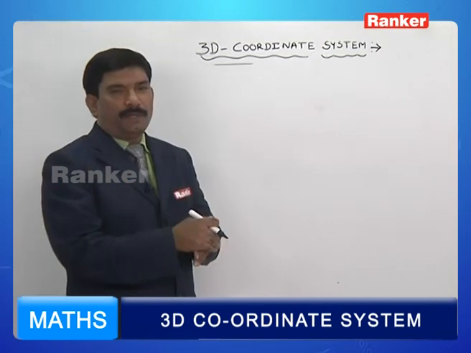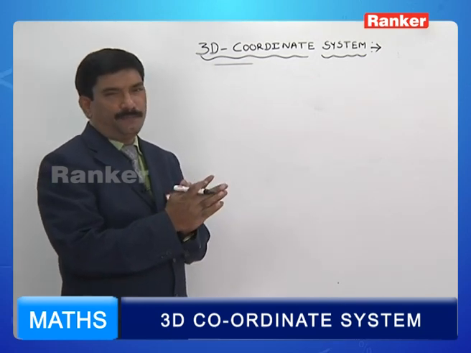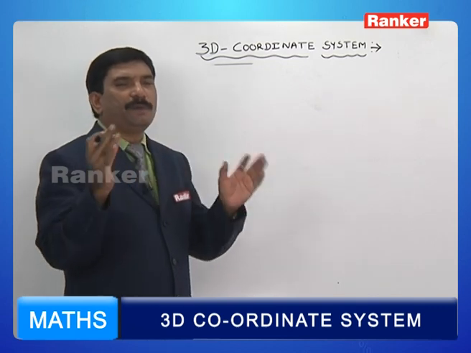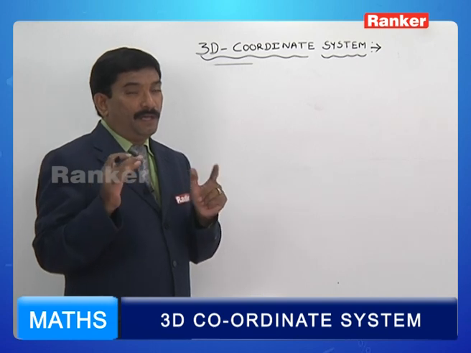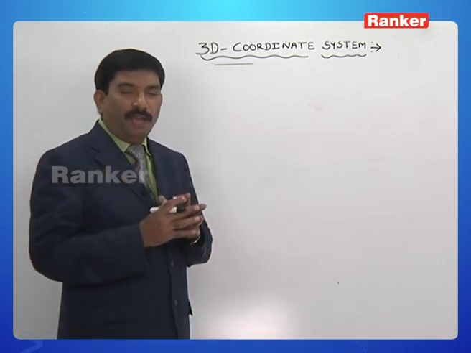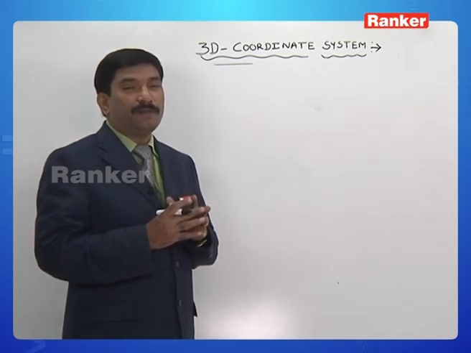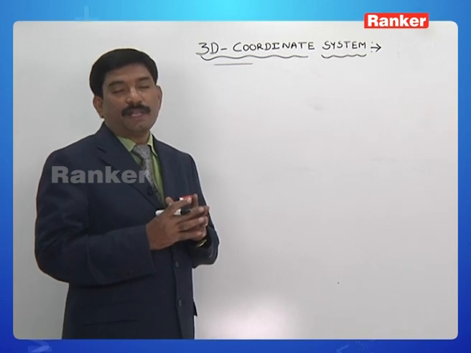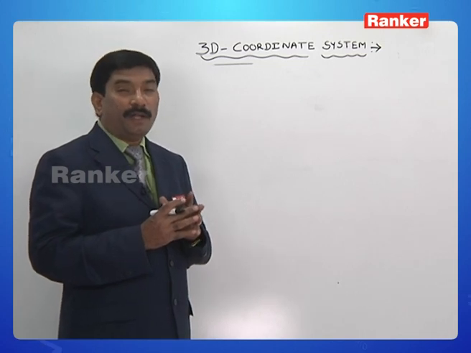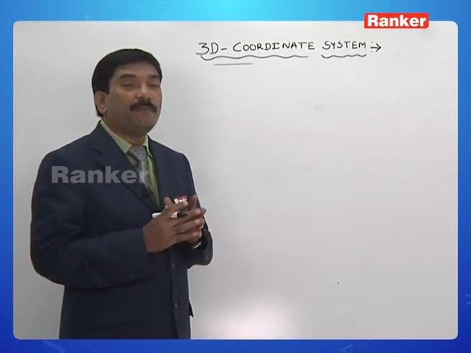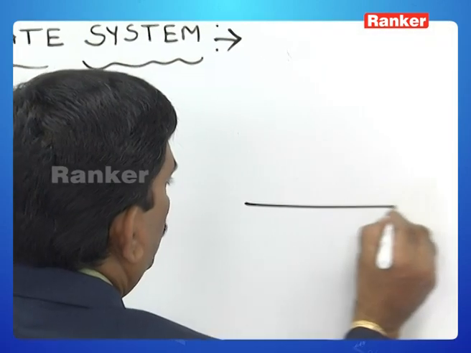Followed? Coming to, as I told, the feet of the perpendiculars from the point P, which is in space, on x-axis A, on y-axis B, on z-axis C, where A is equal to x, 0, 0, on y-axis B of 0, y, 0, on z-axis C, that is 0, 0, z. We have to find out the distance between the point P and the coordinate axis. Let us see.